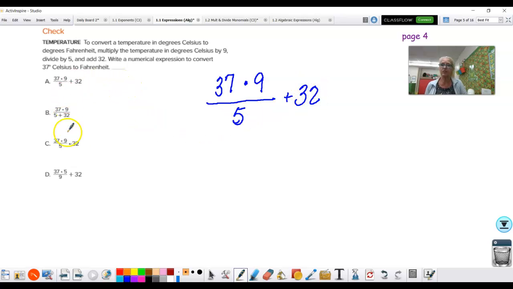So looking over here, which of these matches what I've written? Well, it looks to me like A is the correct choice. It has 37 times 9, divided by 5, and add 32. Okay.